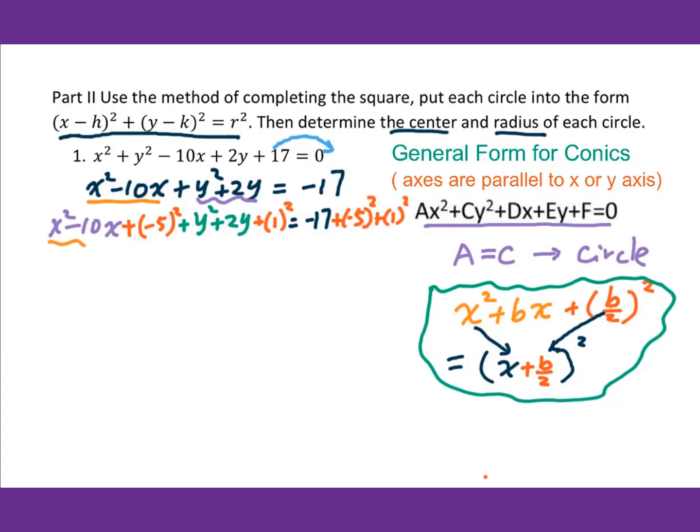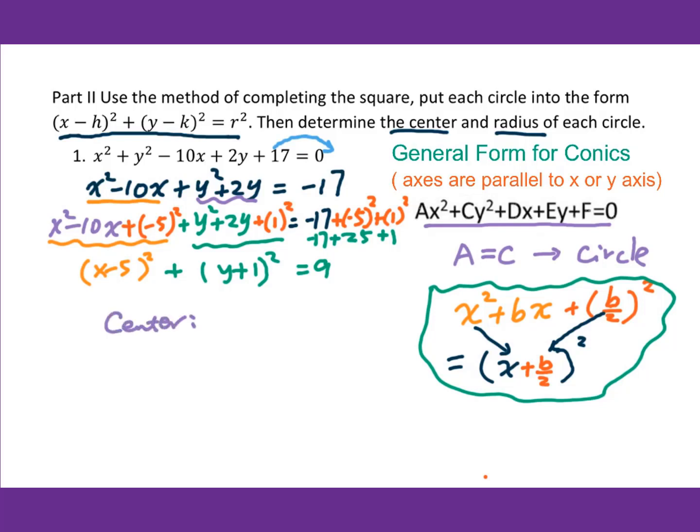Now, for these three terms, we get (x minus 5) squared. For these three, I get (y plus 1) squared equals. Work this out. We get 25 plus 1, then minus 17. You will get 9. Therefore, your center is (5, negative 1). Your radius is square root of 9 equals 3.